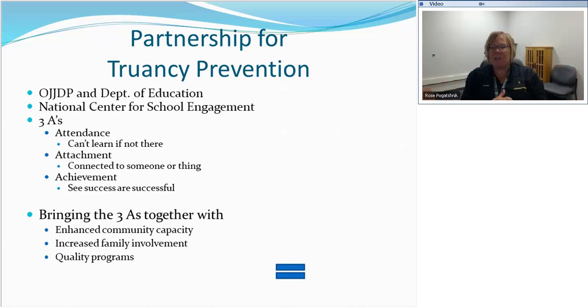The federal government is really focused on that, and because of that, they have partnered with the Department of Education. The Office of Juvenile Justice and Delinquency Prevention partnered with the Department of Education to work towards truancy prevention. To do that, they created what is known as the National Center for School Engagement. And this partnership really focuses on what they refer to as the 3 A's, and I'll show you a visual of this in just a moment, but bear with me.